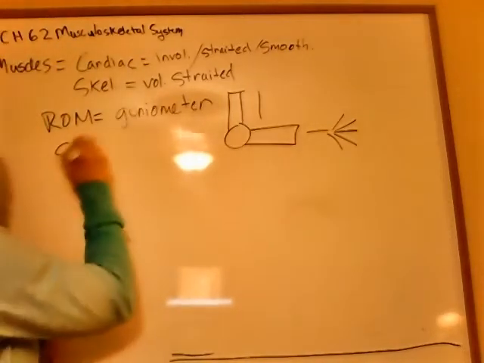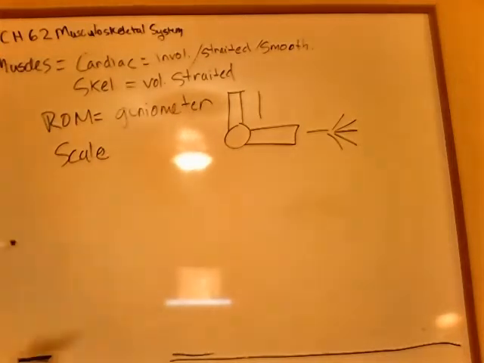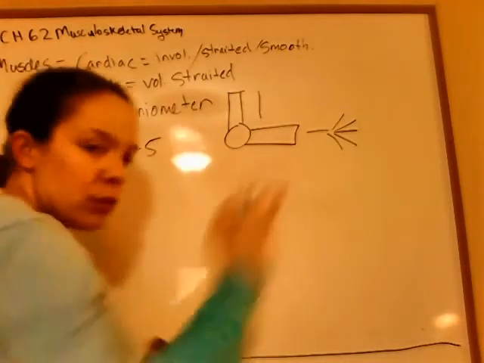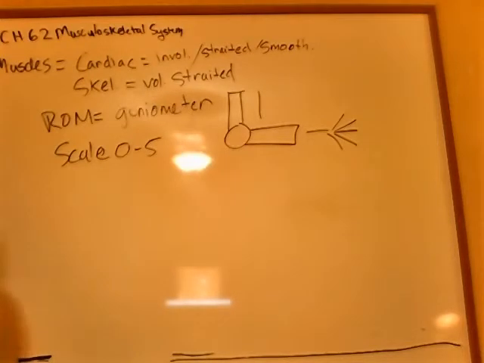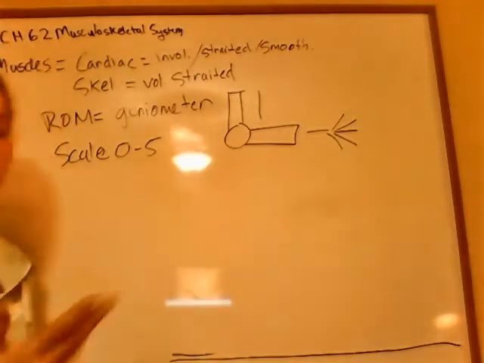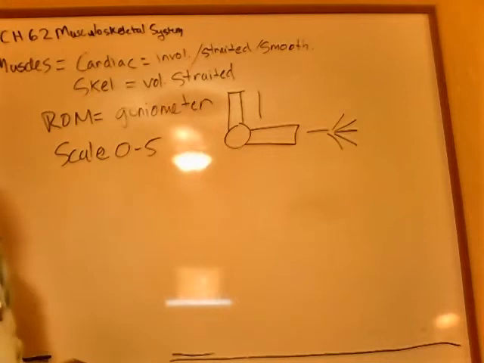Scales of strength can range from 0 to 5. So 5 is going to be fully capable. They can push back, and of course it will decrease from there. So 0 to 5 as far as their muscle strength, being able to squeeze, being able to push, being able to pull on a force.